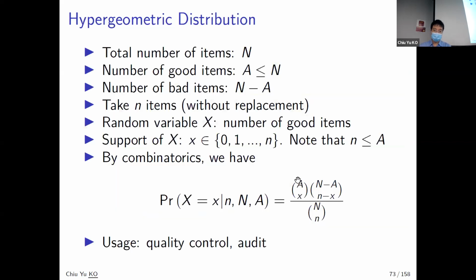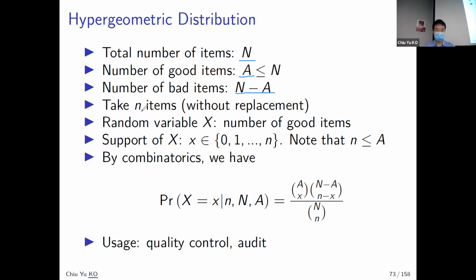And lastly, we talk about hypergeometric distribution. Remember the definition of this: you have big N items, and A of those are good and M minus A are bad. So that is what is here. N of those, A of those are good, M minus A are bad.